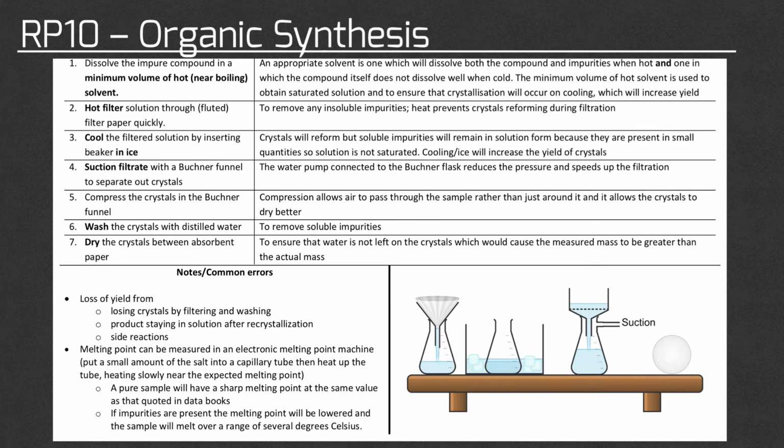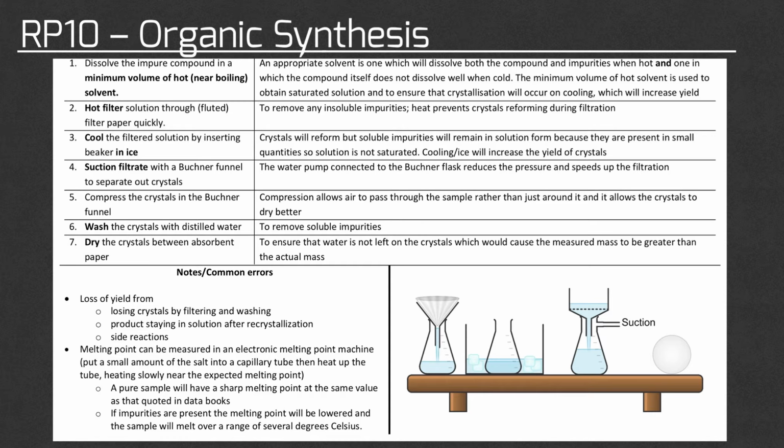The first thing to do is to dissolve the impure compound in the minimum volume of hot, so near boiling, solvent. An appropriate solvent for this is one which will dissolve both the compound and any impurities when hot, and one in which the compound will not dissolve well when it is cold. We use the minimum volume of hot solvent to obtain a saturated solution and to ensure that the crystallization of the pure product will occur on cooling. This will increase the yield.